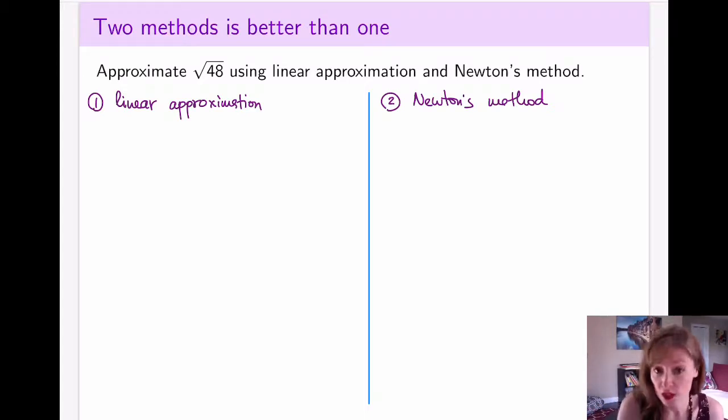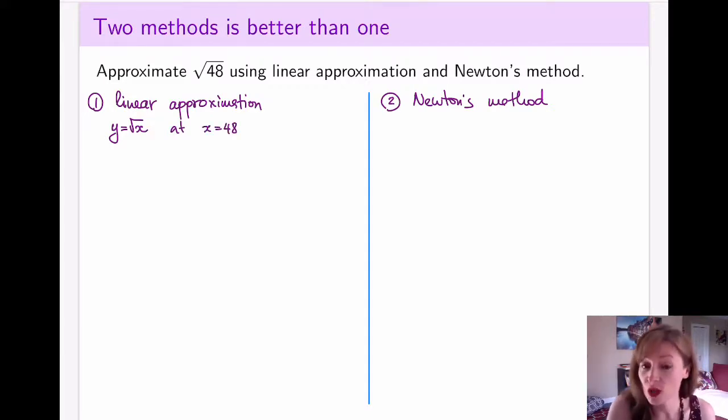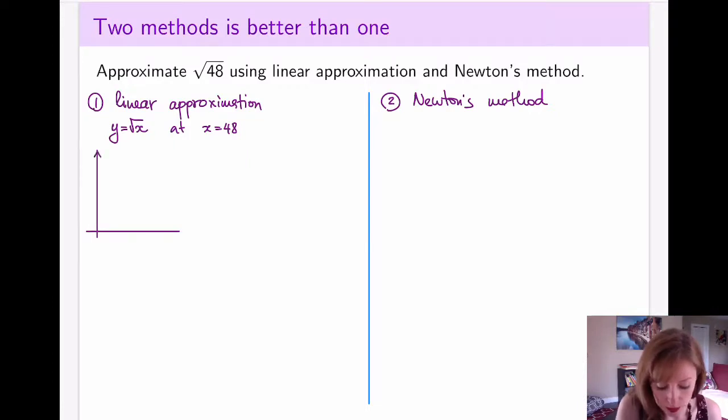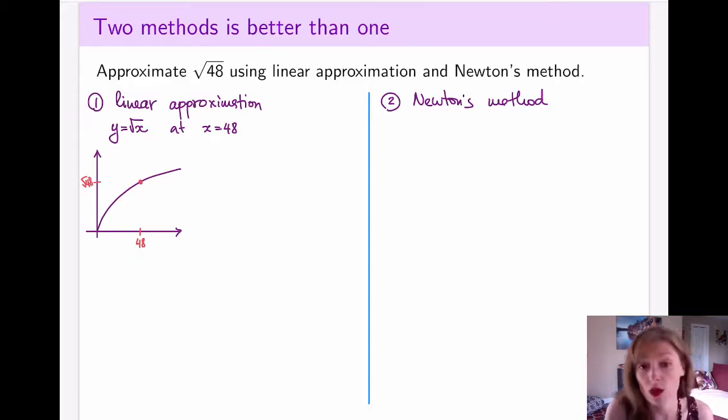number. So for linear approximation, the very first step is the fact that we're going to be approximating the function y equals root x near x equals 48. So at x equals 48. So that is the function that I'm going to draw, and that is the function that I'm then going to analyze. So sketching a quick picture here, remember that square root is a sideways parabola. Whoops, it starts at 0. So sideways parabola like this. So the point that I'm interested in is 48, and then its y coordinate is square root of 48.